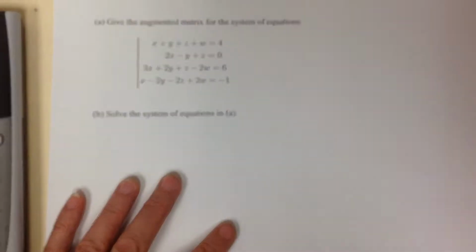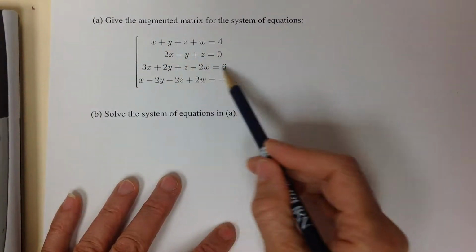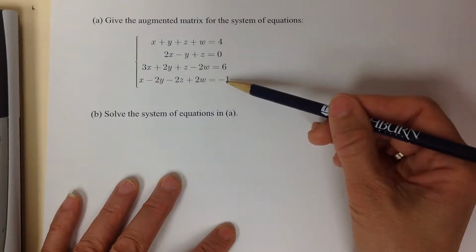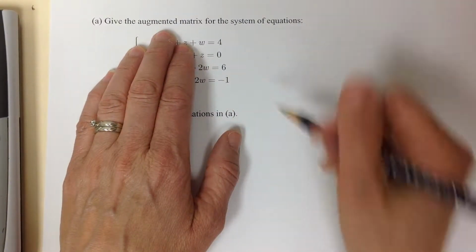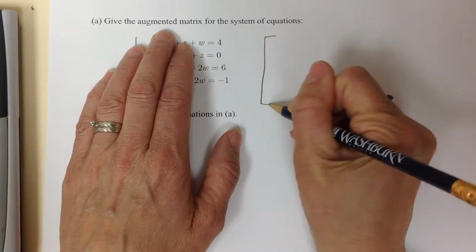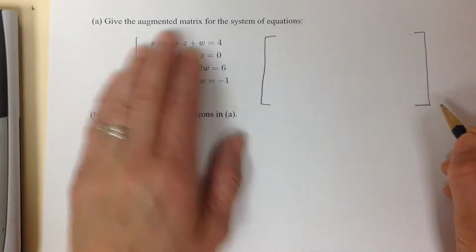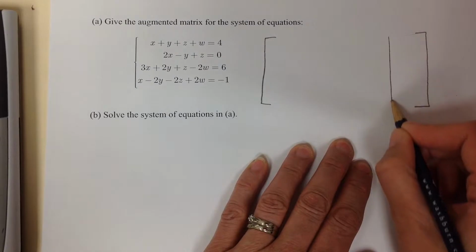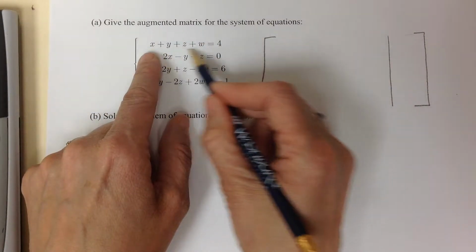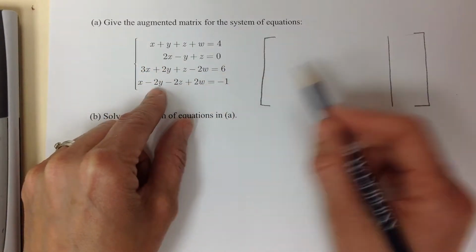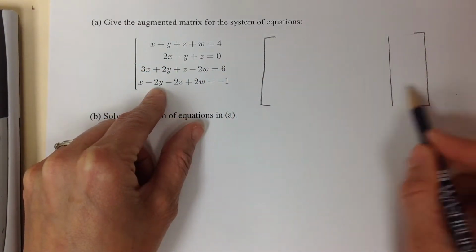We have a system of equations with 4 equations and 4 variables. And the first step is to give the augmented matrix. Okay, so the matrix has these square brackets. There's a dividing bar here which represents all my equals. And each equation I'm going to set up to have one row in my matrix.